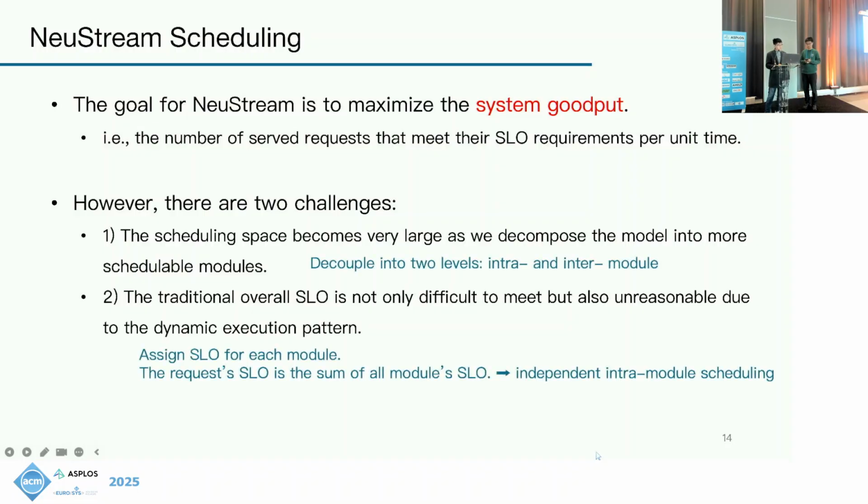For the first challenge, we decouple scheduling into two levels, intra- and inter-module. And for the second challenge, we assign an SLO for each module. The request SLO is the sum of all the modules' SLOs. As long as the modules meet their respective partial SLOs, the request SLO is guaranteed. This approach ensures independent batch scheduling across individual modules.